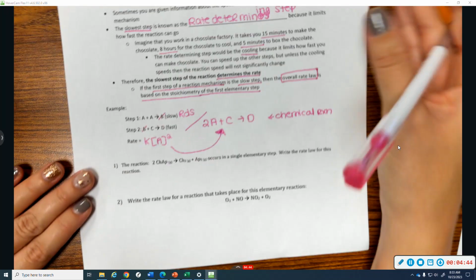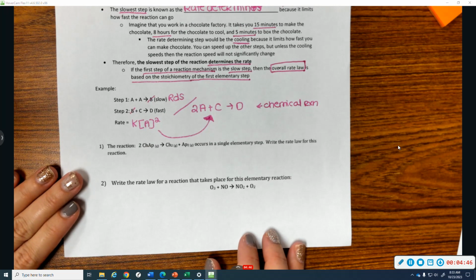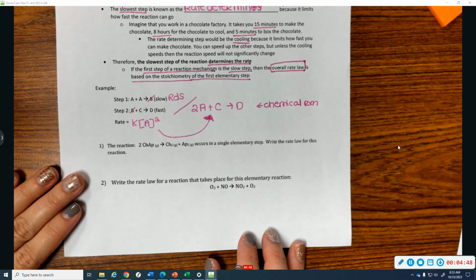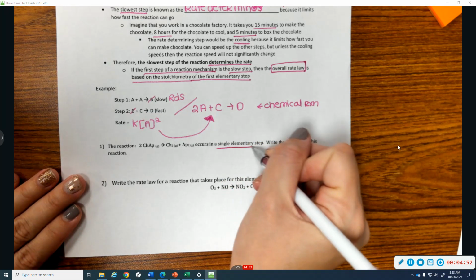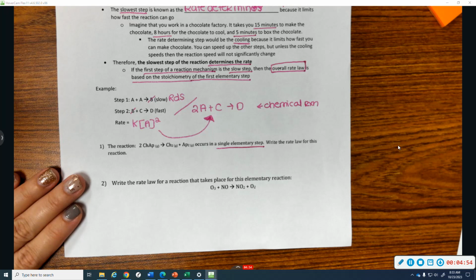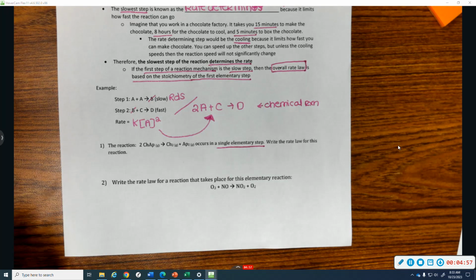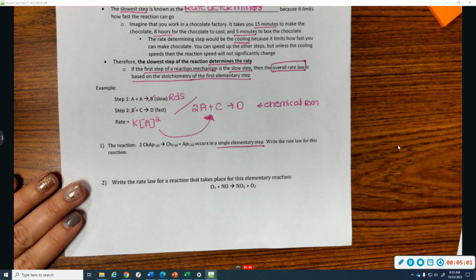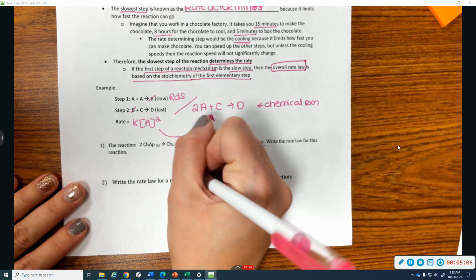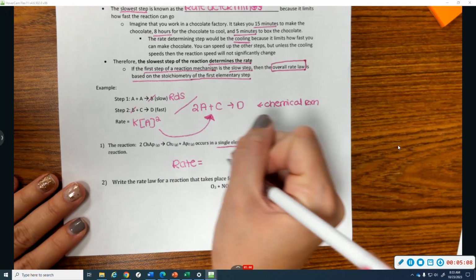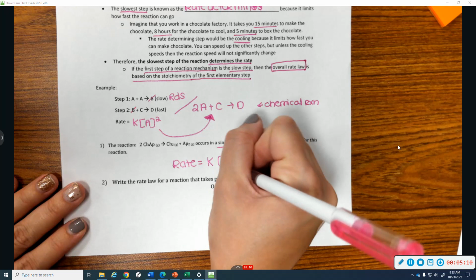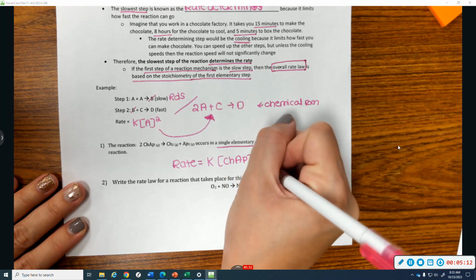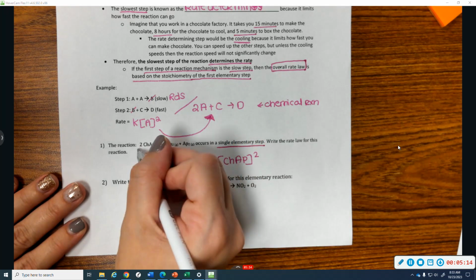Let's look at a few more examples. The reaction 2 CHAP makes CH2 plus AP2 occurs in a single step. Write the rate law for this reaction. Well, if it occurs in a single step, that means this is step 1, it's the slow step, it's also the fast step. So because it's the slow step, the rate law is, what's the stoichiometry of that step? Rate equals k CHAP squared. I square it because there are two of them.